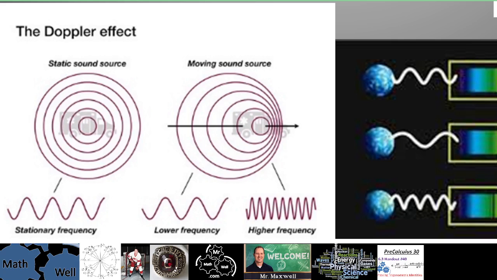When it's coming towards you, the pitch gets kind of higher, and then when it passes you and drives away, the pitch gets lower. So coming towards you kind of goes like this, and then when it passes you and goes away, it sounds like this. I don't know if you guys have ever noticed that. Yeah. You ever noticed that?